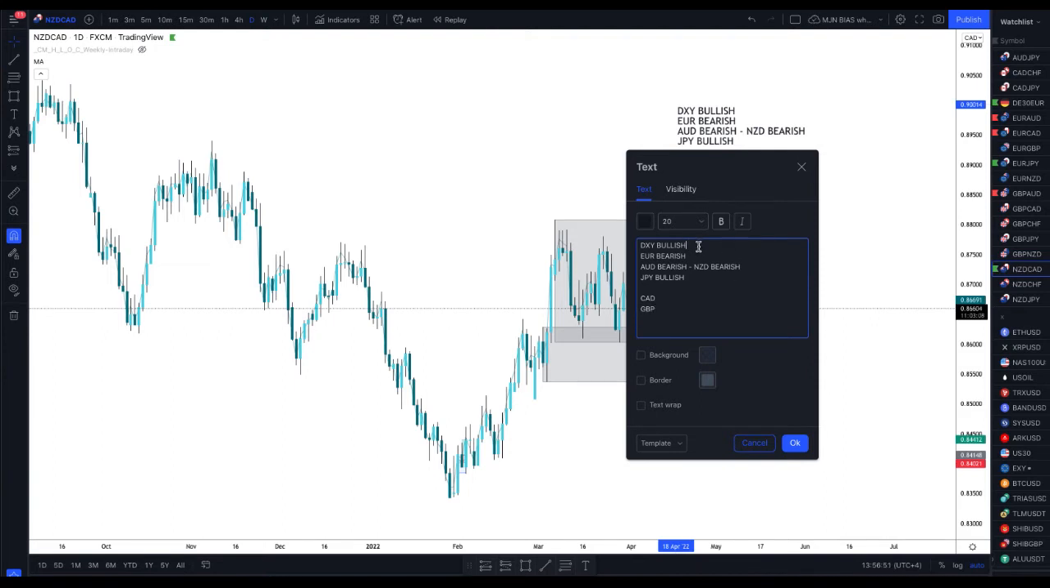Now, the other thing is if DXY is bullish, gold should normally be bearish. Have I missed anything else? And it also tends to be, if gold is bearish, the indices, but again, it really depends on the news that's coming out of them, indices will tend to be bullish.